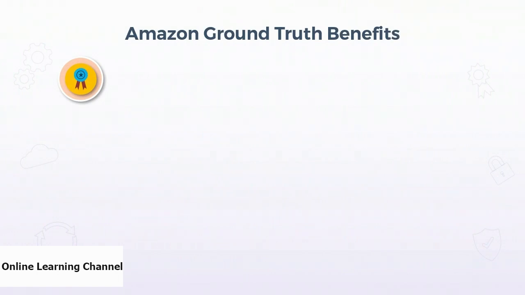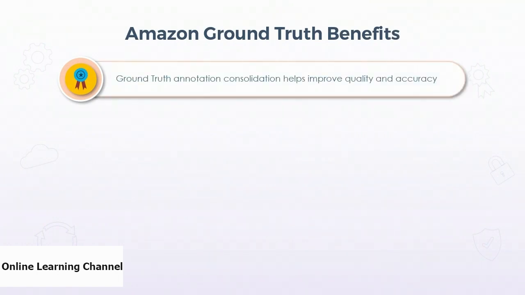Now, let us learn about the benefits of Ground Truth. Ground Truth uses annotation consolidation, which is simply collecting label inputs from two or more data labelers and then combining them to create a single data label for machine learning models. The annotation consolidation process helps to improve the quality of the labels and make necessary adjustments to improve accuracies.